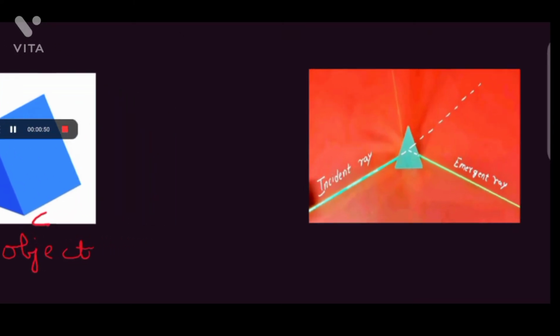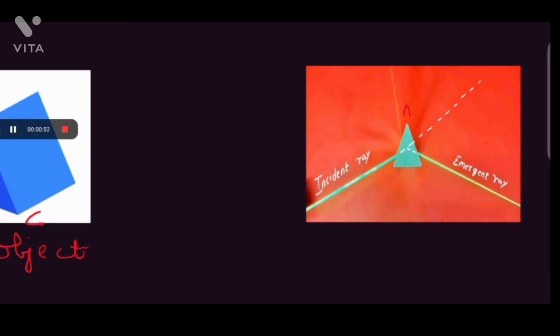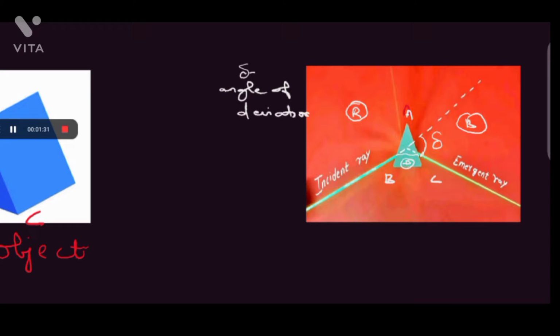So let us take the glass prism here, in which I am taking only A, B, C, one face of the prism. If I allow an incident ray to fall on one face of the prism, it gets refracted in such a way that from the rarer medium to the denser medium it bends towards the normal, and then from denser to rarer again it bends away from the normal. If you extend the incident ray and the emergent ray, it will give you an angle called delta, where delta is the angle of deviation. So this is a simple logic that we are going to discuss.